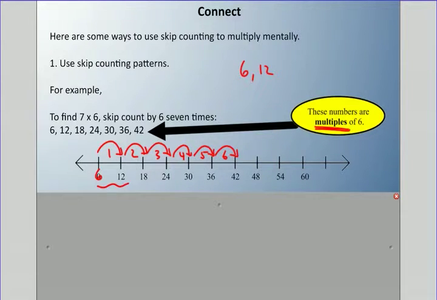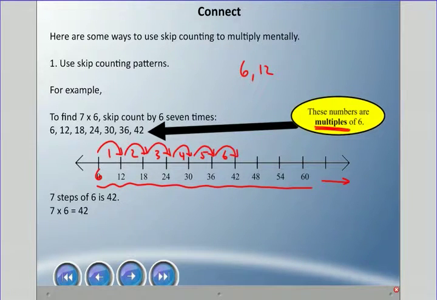These here are multiples of 6 and they go on to infinity and beyond. So you can keep multiplying by 6 forever. So just something to think about, multiples of 6. So 7 steps of 6 is 42. So 7 times 6 is 42.